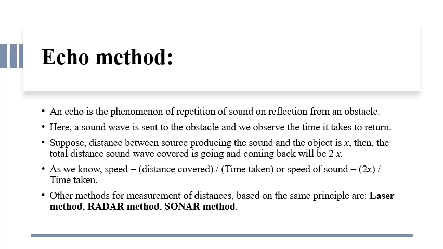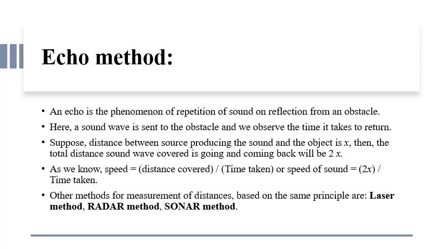An echo is a phenomenon of repetition of sound on reflection from an obstacle. Here a sound wave is sent to the obstacle and we observe the time it takes to return. Suppose the distance between the source producing the sound and the object is x, then the total distance covered by the sound wave is 2x. We know the speed formula, speed equal to distance covered divided by time taken. What is the distance here? 2x, divided by time taken. So by using this formula, you can calculate the distance between the source and the object.